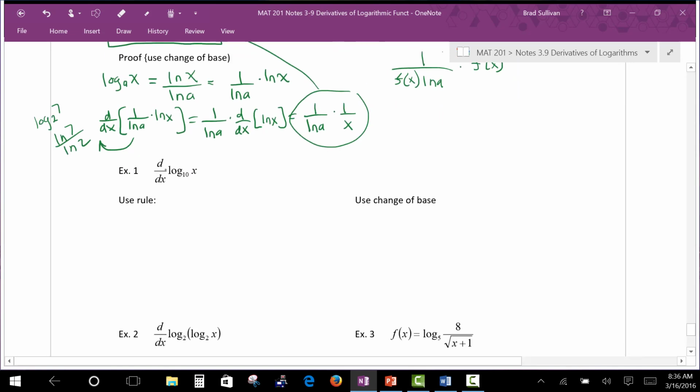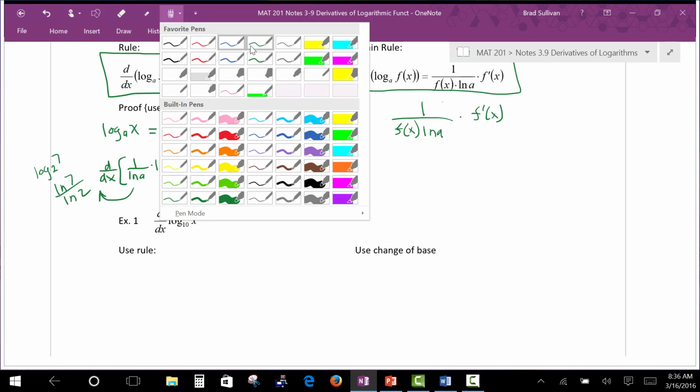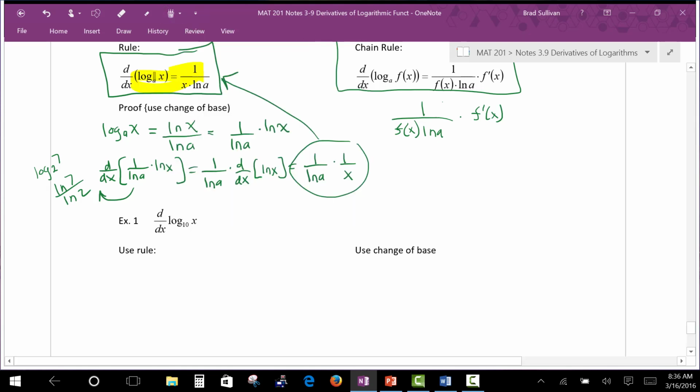So if we do the derivative of log base 10 of x, I'll scroll this down because we want to look at this rule. So it's just direct application of this rule right here. You're just applying the rule that we just proved. And it goes like this, okay? It's going to be 1 over x times ln of 10. Problem done.